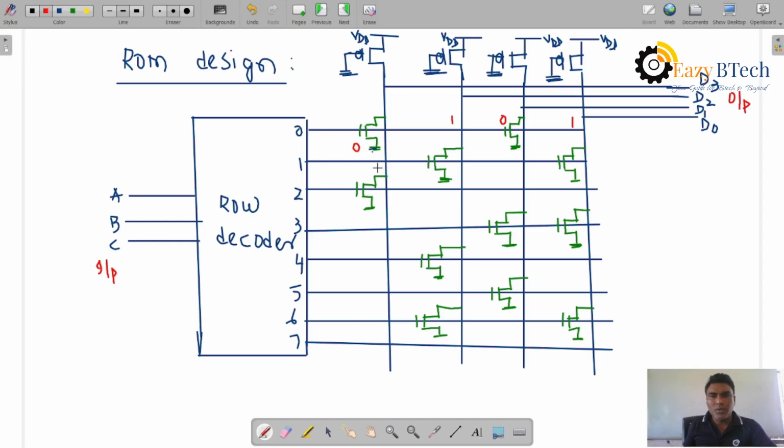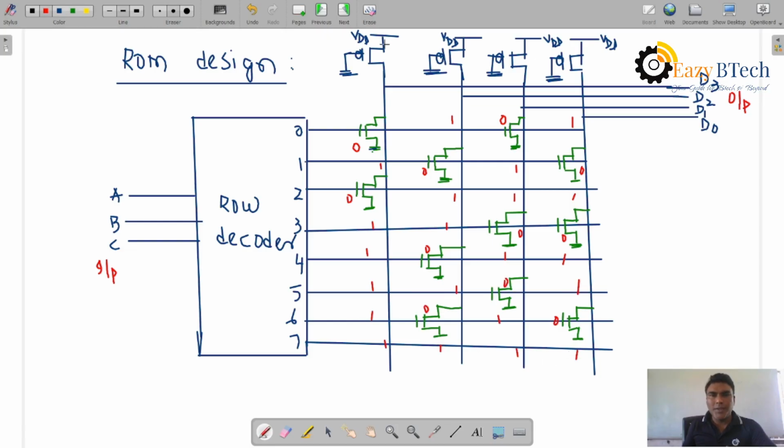Now here also this path is 1 and this is 0, so it is 1 and 0. Here also 0, 1, 1 and 1. So this is 1 1 0 0. Then 1 0 1 1. It is 1 1 0 1. Here 1 0 1 0. The last one is 1 1 1 1.